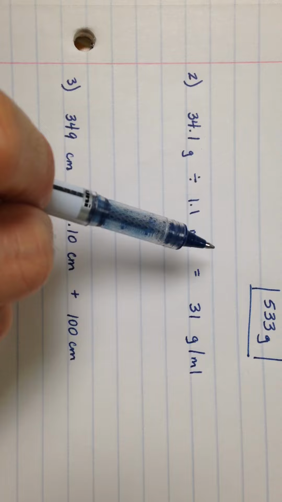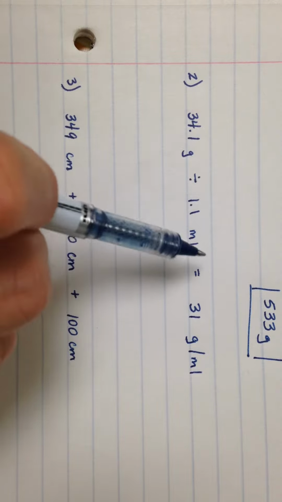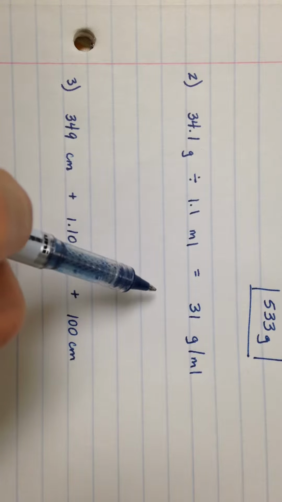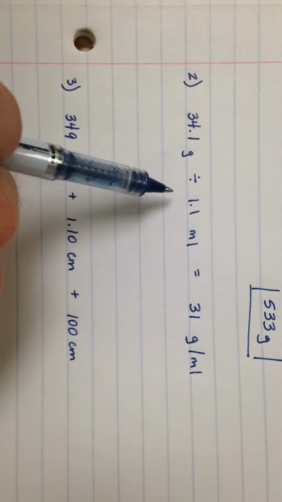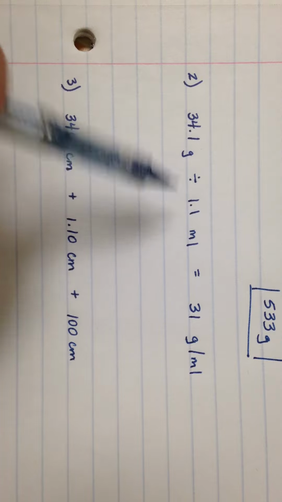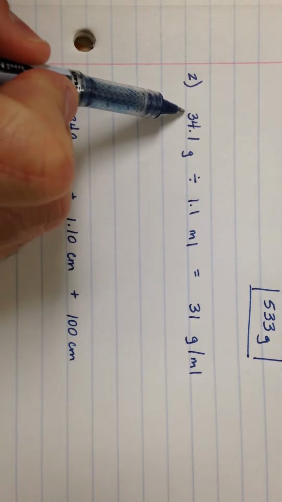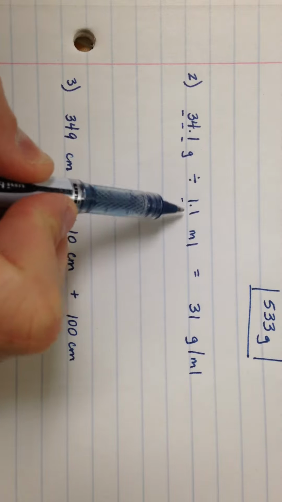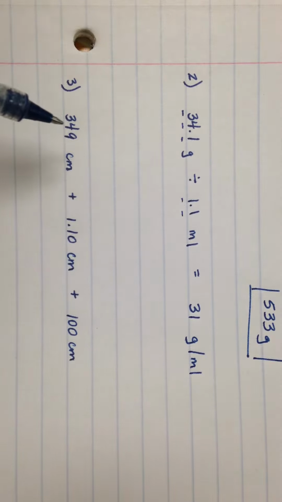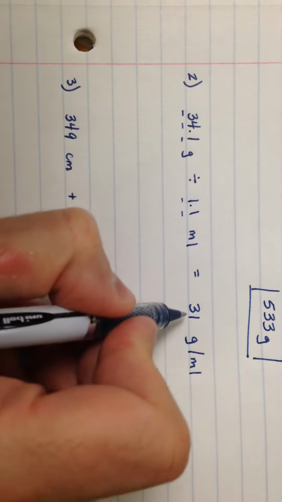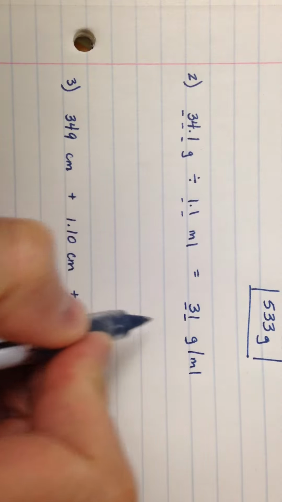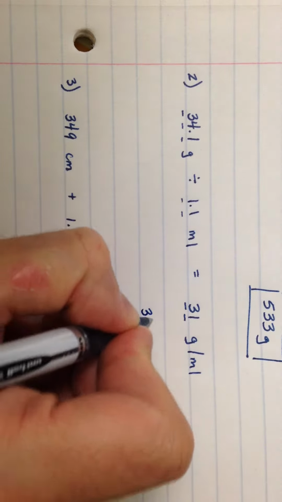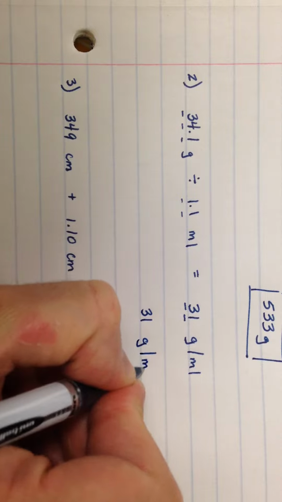Unlike in the first problem where I was doing addition, this time I'm doing division. So remember that whenever we're multiplying or dividing, we round our answer to the same number of significant figures as the measured value with the least number of significant figures. So this has 1, 2, 3 significant figures, and this measured value has 1, 2 significant figures. Therefore, I'm going to round my answer to 2 significant figures, 1, 2. Since the number already is limited to 2 significant figures, I don't have to do anything. That is my answer.